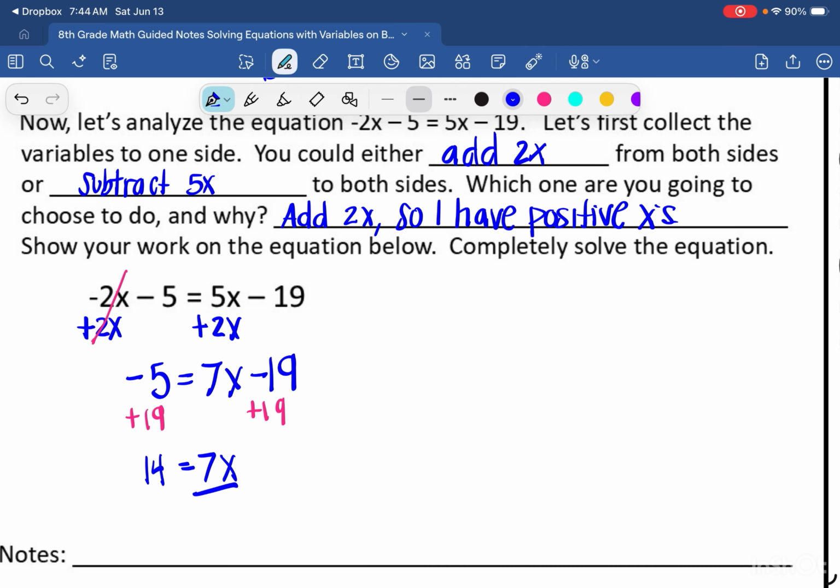Last step is to divide by 7. That gives me 1x. 14 divided by 7 is 2. So I get x equals 2. And I could substitute that in and simplify and check to see if my work is correct.